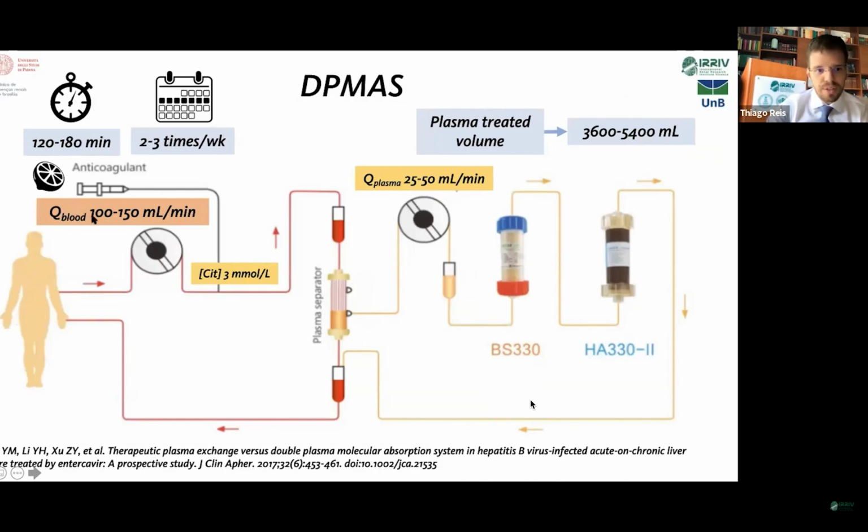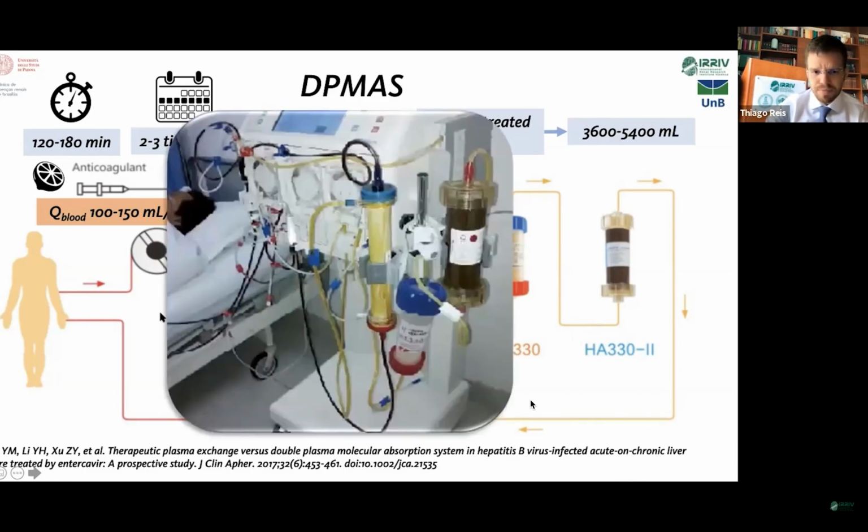The blood flow in the circuit is from 100 to 150 mL per minute. The blood goes in this way, passes through the pump, gets the citrate coming in this part, and then goes through a plasma filter that directs 30% of the plasma to a parallel limb of the circuit. Then we have another pump for the plasma, and finally passing through BS330 and then HA330, finally returning here in the deaeration chamber, going back to the patient. So this is a representation of DPMAS in the circuit in the Diapact machine.